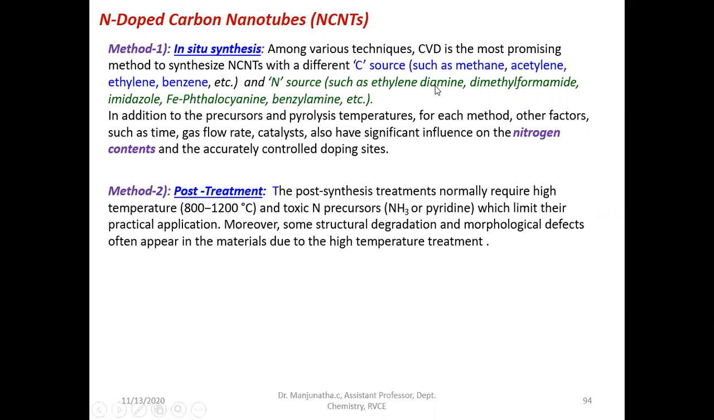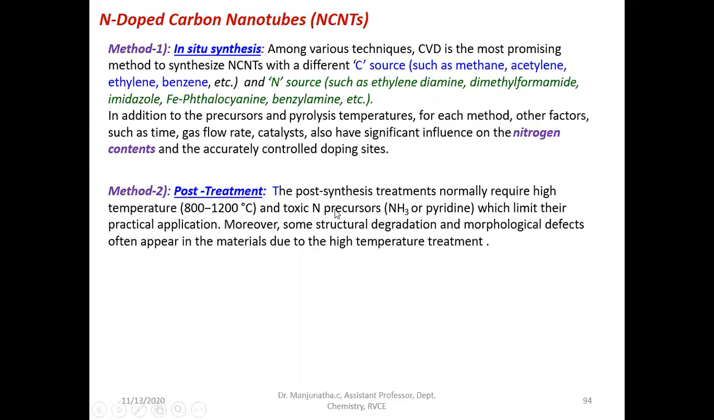We can use ethylene diamine, DMF, dimethyl formamide, imidazole, etc. So these are the nitrogen sources they have used to dope nitrogen in place of carbon during the CVD method. This is one way of preparing nitrogen doped carbon nanotube.